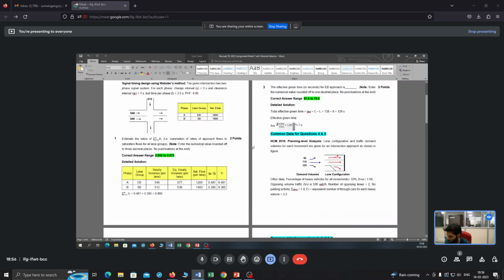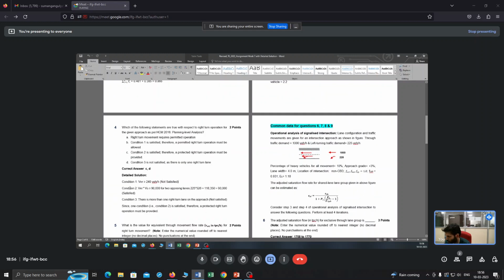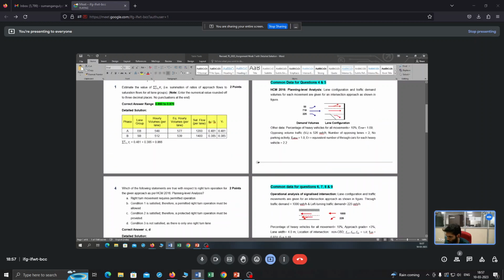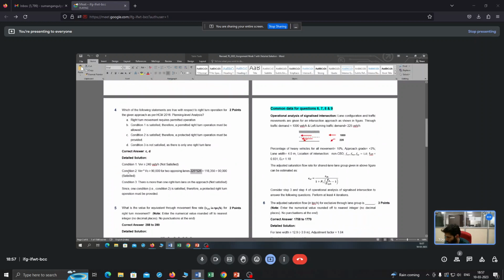Your condition 2 is, yes, it is 225 and it is exclusive of this. Then your VRT into V0 should be greater than 90,000. So here your condition 2 is satisfied. Your 225 into 526, 526 is your opposing traffic volume. Condition 3 is there is more than one right turn lane on the approach. No. Since one condition is satisfied, a protected right turn operation must be provided. It is not a permitted but a protected.